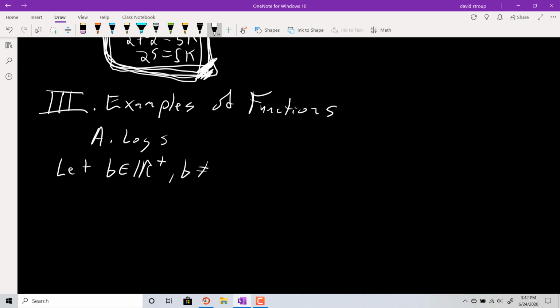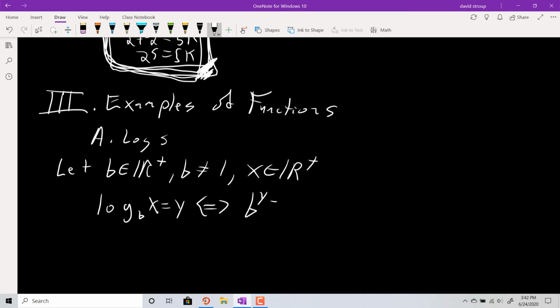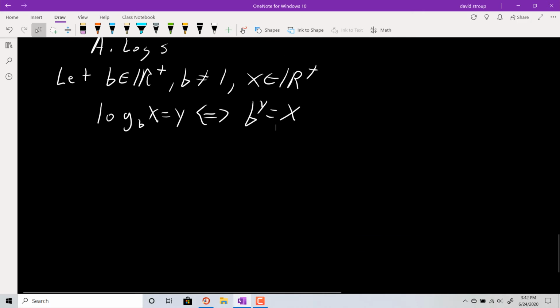B can't be equal to 1, and x is in the positive reals. And in that case, the definition of a log is: log base b of x is equal to y if and only if b to the y equals x. Okay, so that will be our definition that we can use in proofs.